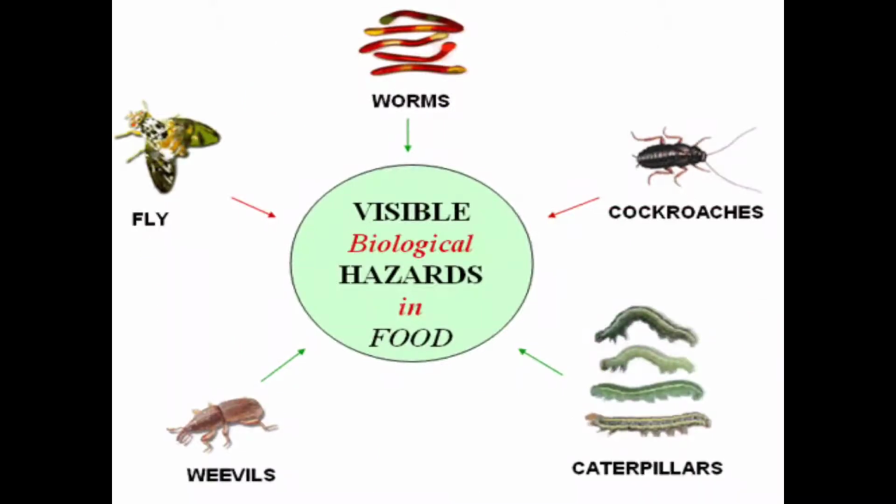Then what are the visible biological hazards? Again, it may be flies, weevils, rodents, worms, cockroaches, or small caterpillars. These are other biological hazards which can be seen by our naked eyes.